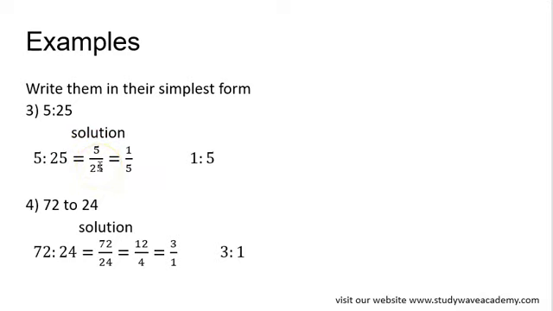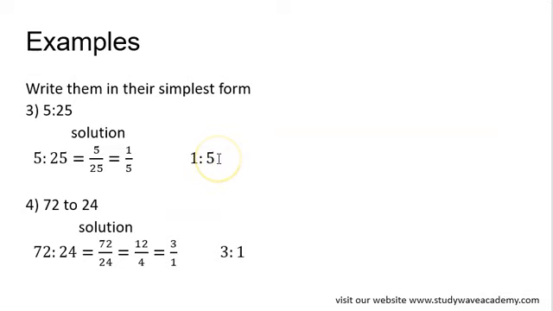5/25. What can divide these two numbers without a remainder? We have 5. 5 can divide itself and there will not be a remainder, and 5 can divide 25 and there will not be a remainder. So we say 5 divided by 5 is 1 and 25 divided by 5 is 5, because 5 times 1 is 5 and 5 times 5 will give you 25. So here we have 1/5, which can be written in ratio form as 1:5. Okay, did we get that? So the simplest form of 5:25 is 1:5.